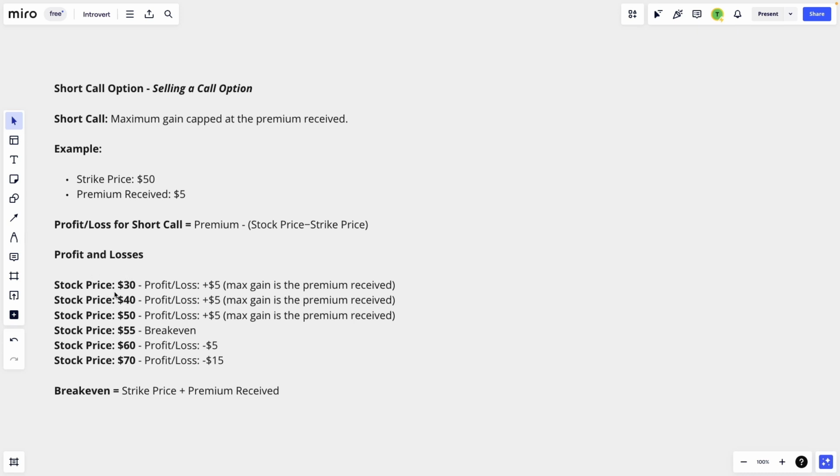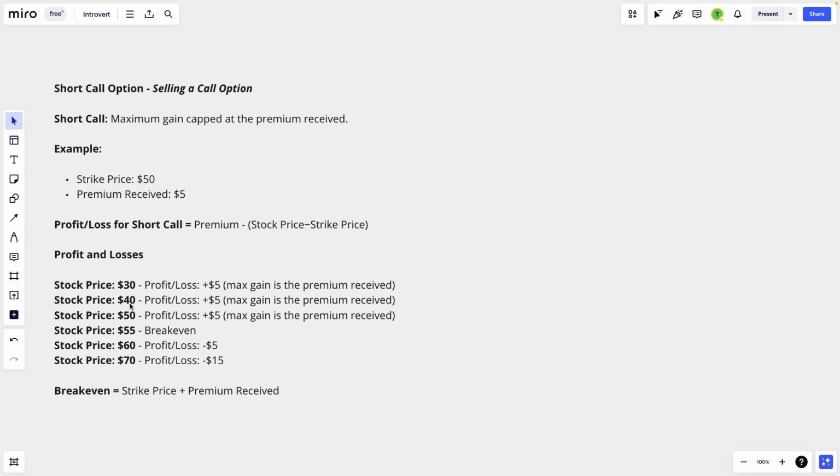So if the stock price goes all the way down to 30, that is going to be great for us if we're selling call options, because the option is going to expire worthless, and we're going to keep the $5 premium. If the stock price is 30, you have the ability to buy at 50, you would never do that. The option would expire worthless, and as the seller, you're just going to keep the premium. So that's great for you.